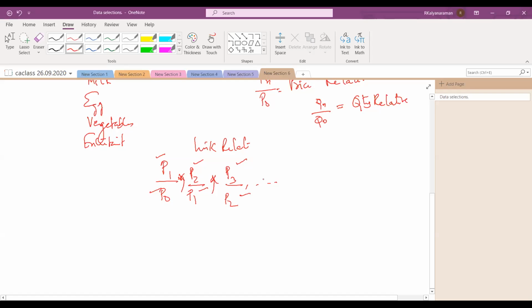We can also have relatives related to a base period. That is, suppose 2018 is compared to 2016, 2017 is compared to 2016, 2019 is compared to 2016. Like that, the base year is fixed, but we are taking the ratios of different years. This is called a chain relative.